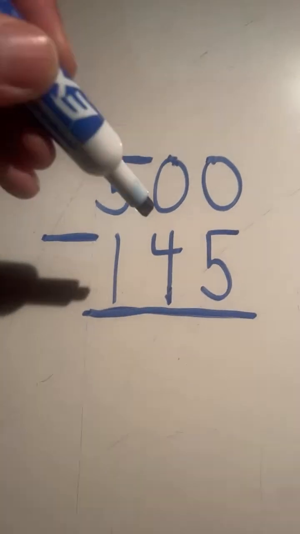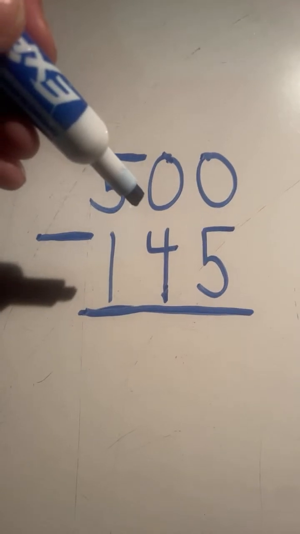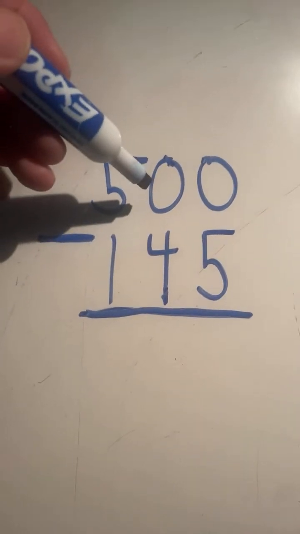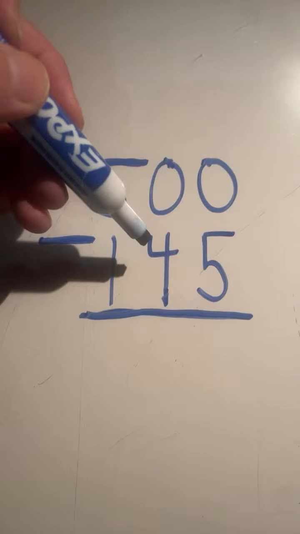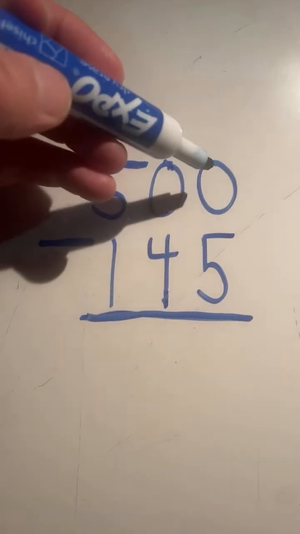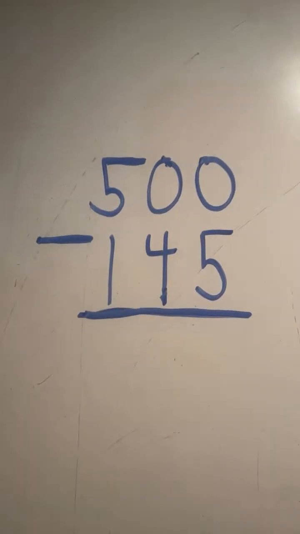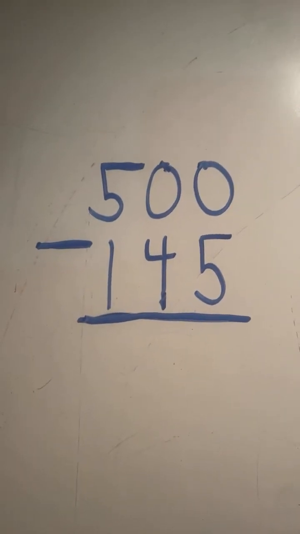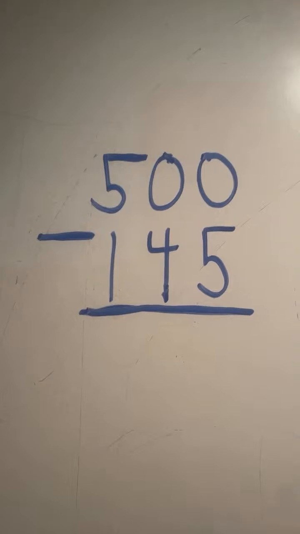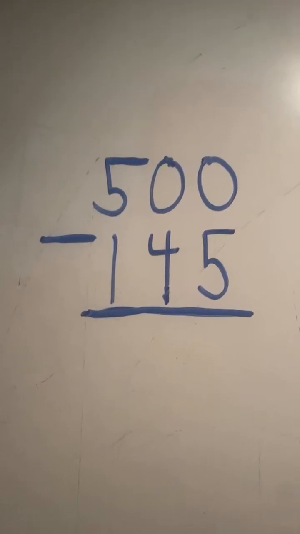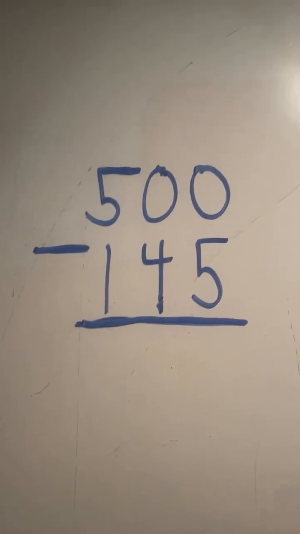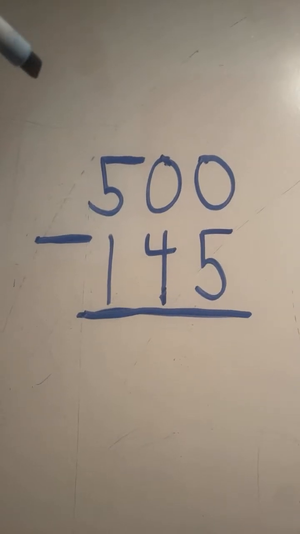Now, looking here, in the tens place, you cannot start out with 0 and take away 4. Also, if you go to the ones place, you cannot start out with 0 and take away 5. So we have to regroup. We have to regroup in the tens and the ones place. And I'm going to do all my regrouping before I do any subtraction.